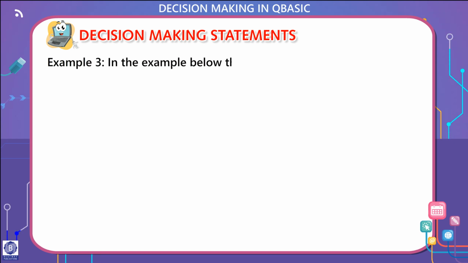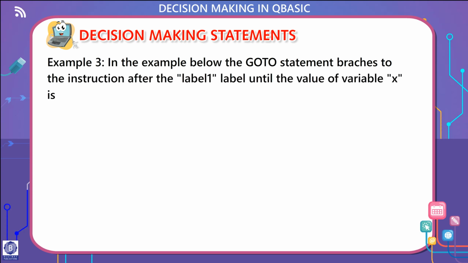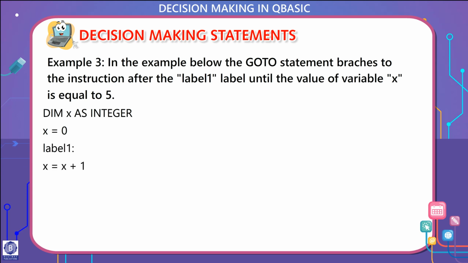Example 3. In the example below, the go-to statement branches to the instruction after the label 1, until the value of variable x is equal to 5. Dim x as integer. x is equal to 0. Label 1: x is equal to x plus 1. Print x. If x is less than 5, then go to label 1. End if.